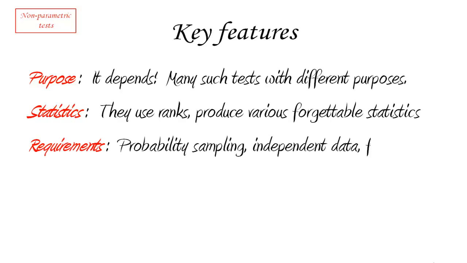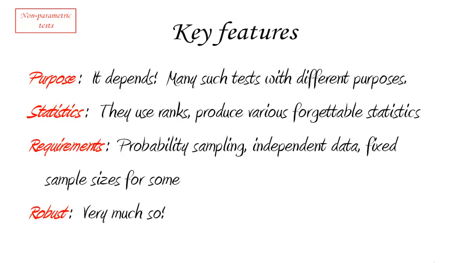In terms of requirements, well, not much. Probability sampling is always independent data for most of them. Some of them actually do allow correlated data and take care of them, or dependent data and take care of them. And then for some of them also they use fixed sample size. But otherwise, not much else. No distributional assumption. Okay, robust? Well, you bet. Of course, they are built to be robust. Okay, so they are very much robust in this situation. In fact, there is very little that can go wrong with them. So, I mean, their robustness comes from the fact that there is not much that can go wrong.